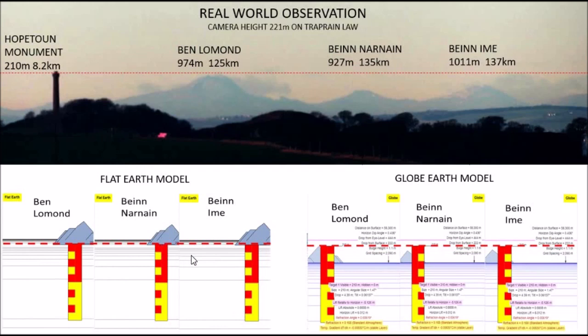Here I've used Walter Bislin's model to model the observation on a flat Earth and on a spherical Earth. The flat Earth model, with the red and yellow marker here to indicate the monument height and hill height combined, a red dotted line drawn across, and Ben Lomond, Ben Nunnain and Ben Eam represented by these little grey shapes to represent mountains. And this is what the flat Earth modelling predicts.